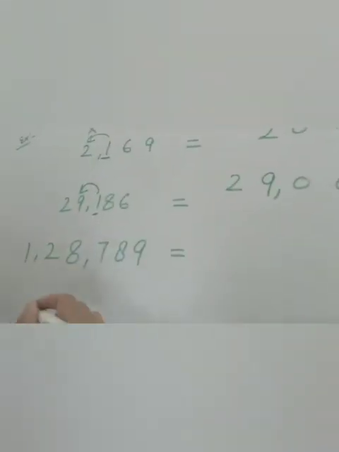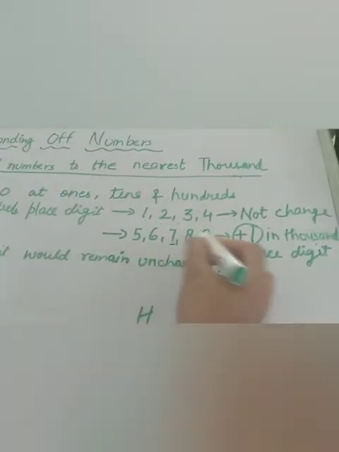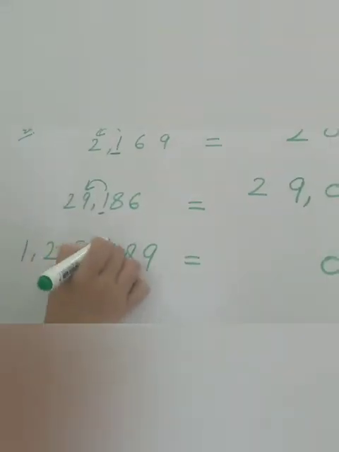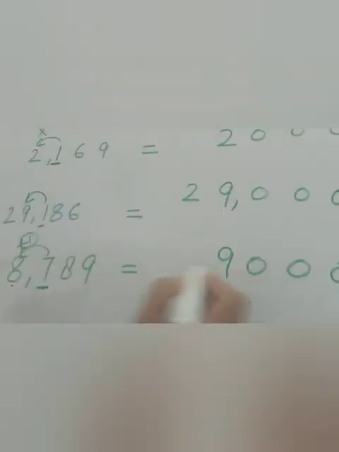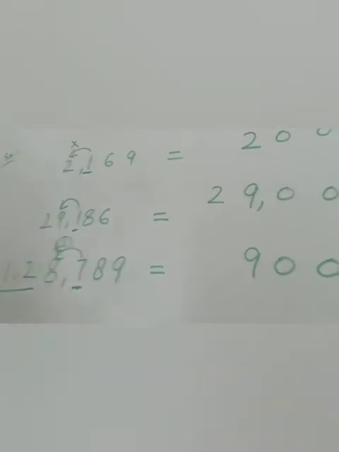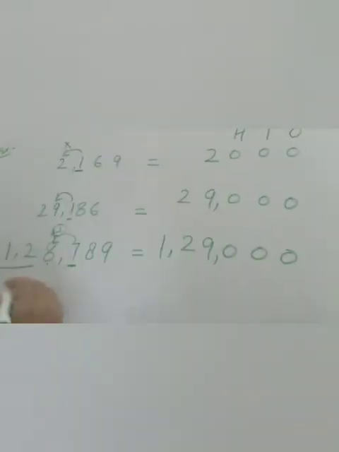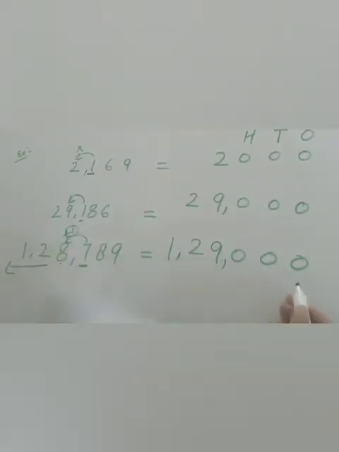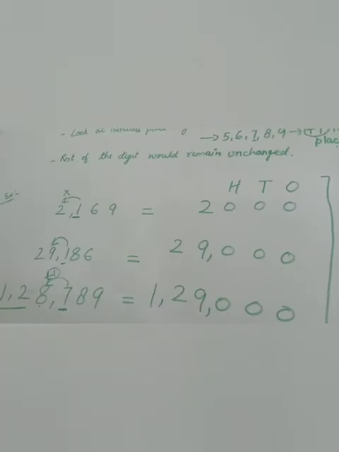Right? Come to the last example. So we will put 0 at 1s, 10s and 100 place. Now see the 100 place value. This is 7. So as it is 7, we will add 1 in the 1000 place digit. So this is the 1000 place. So we will add 1 in the 1000 place. So 8 plus 1 is 9 and rest of the digits would remain unchanged, which is 2, 1. So nearest 1000 value of this number will be 1,29,000. Okay. So in this way we can round off a number to the nearest 1000.